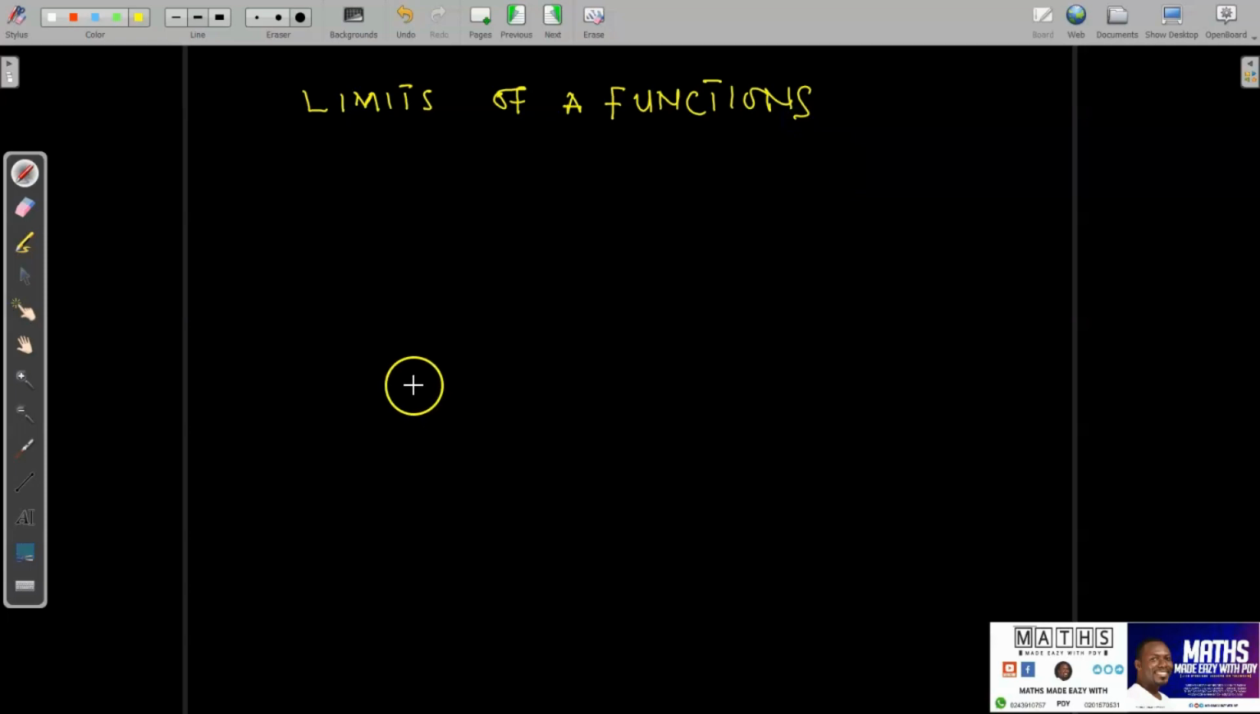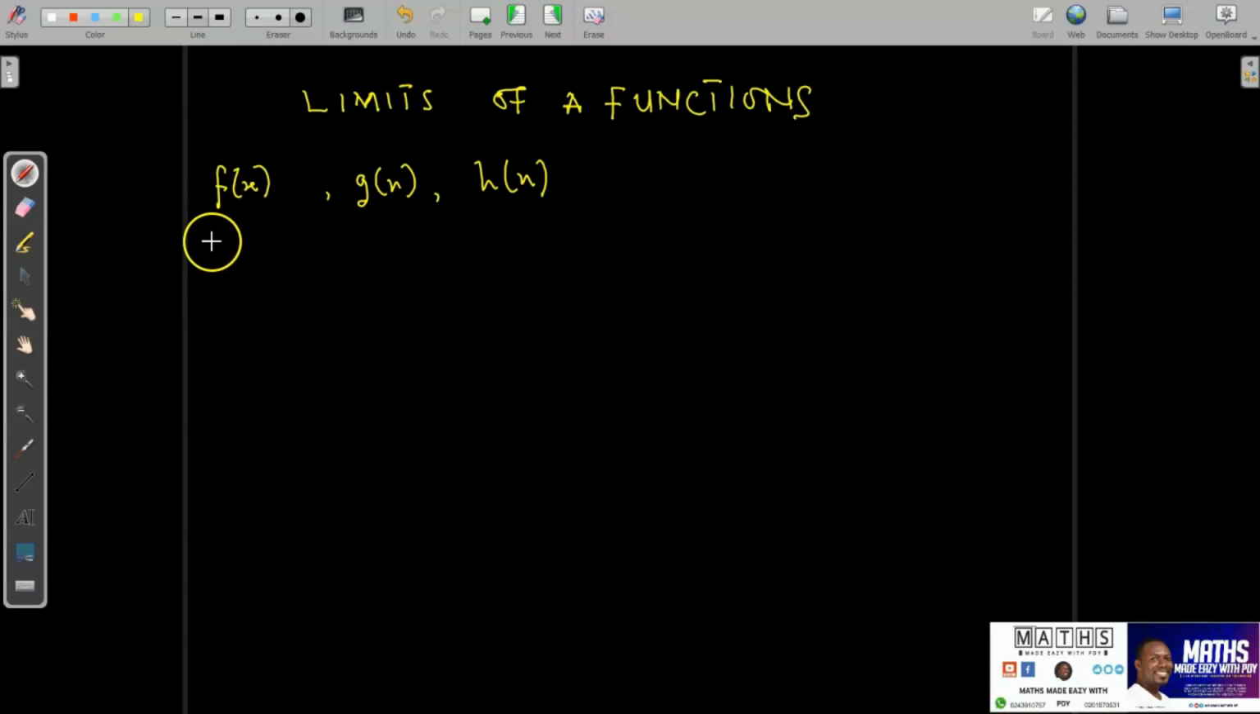You realize that when you started learning the concept of functions, we said that functions are defined in the form of f of x, g of x, h of x, and so on and so forth. And all functions have a rule. The rule can be a polynomial rule. It can also be rational, or it can actually be exponential, and so on and so forth.